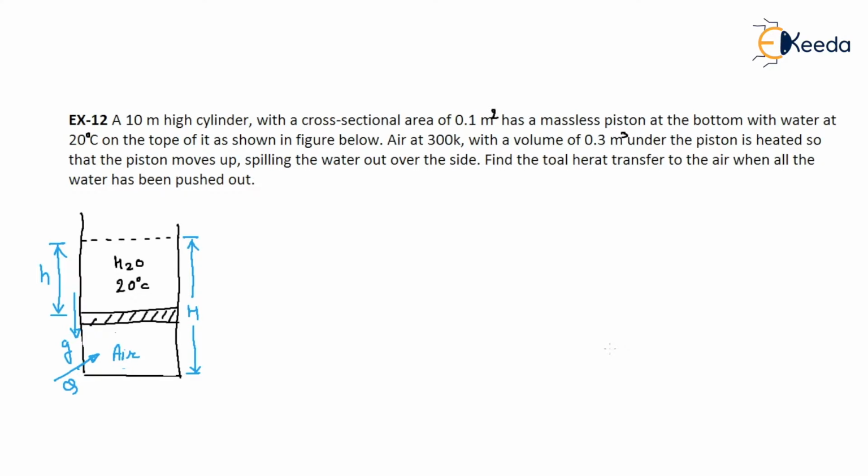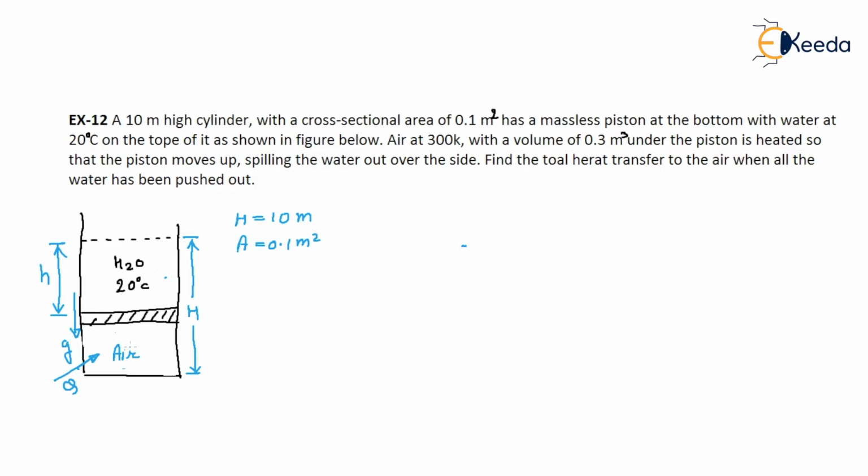There is a 10-meter height cylinder. The height of the cylinder is 10 meters, and the cross section area of the piston is 0.1 square meters. It is a massless piston at the bottom, with water on top of it at 20 degrees centigrade, as shown in the figure.